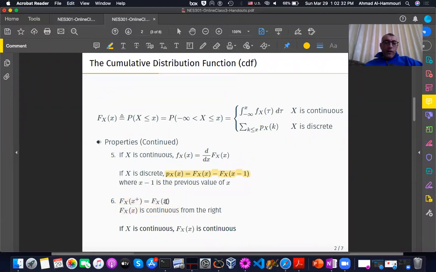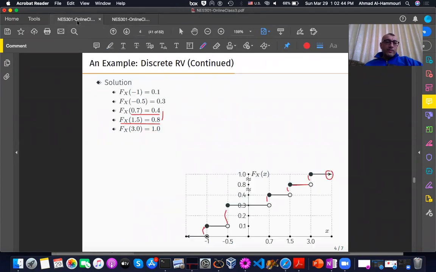Remember this: f of x is continuous from the right. What does it mean? Mathematically, it means f of x at a point equals f of x just to the right of this point. So here, f of x at minus 0.5 equals the probability of the point to the right of it. This is the point to the right of it.